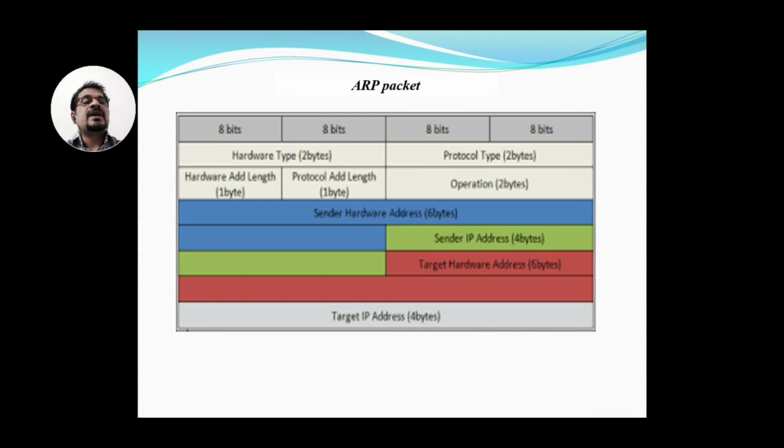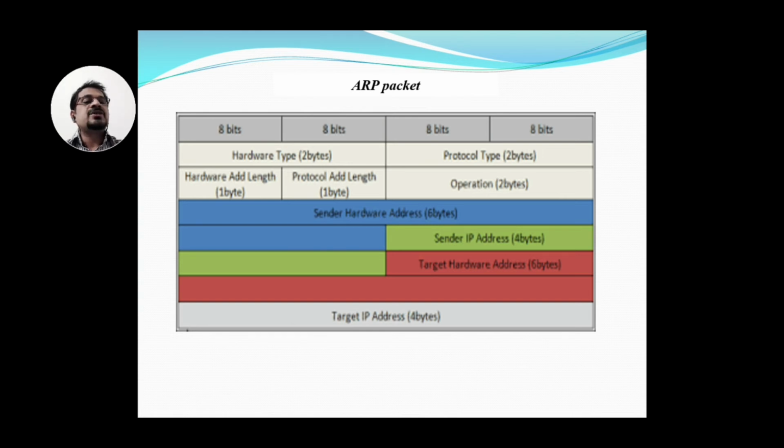This is how the ARP packet looks. Here you can see two important things: one is the hardware type, and another is the protocol type. The hardware type specifies the network, such as LAN or MAN, and the protocol type specifies the protocol being used. The hardware address length is 1 byte, and the protocol address length is also 1 byte.